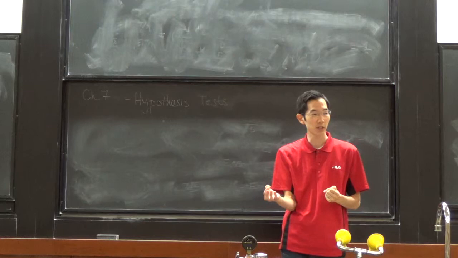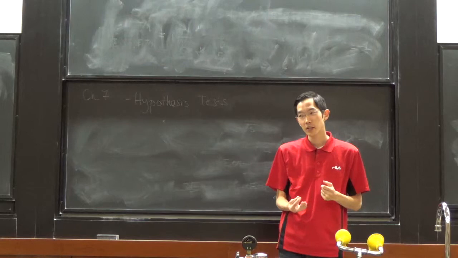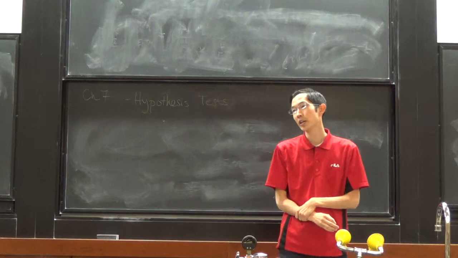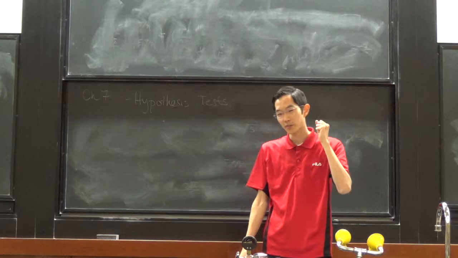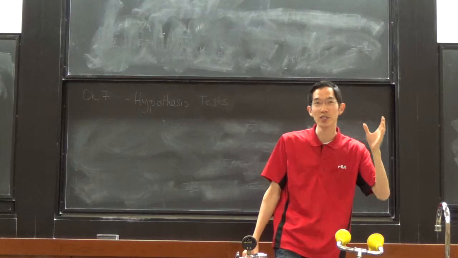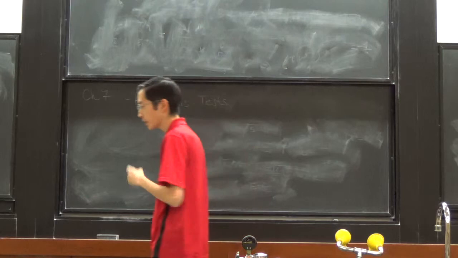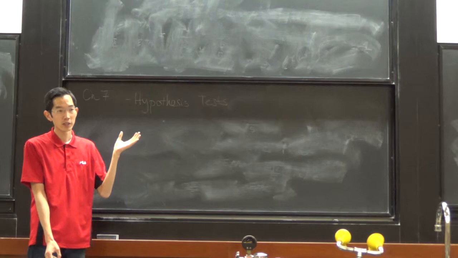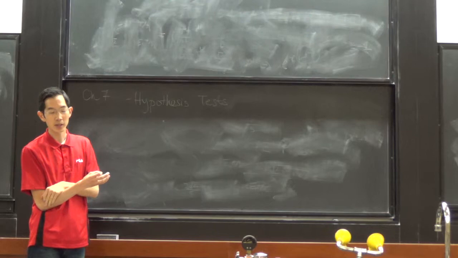With confidence intervals, we really don't have much to say about the population to begin with, and we just let the sample speak for itself. With a hypothesis test, we already have a hypothesis in mind. We say, I think the population looks like this, or I think the population has this mean. We take a sample to test that hypothesis, and we want to see if the data from our sample disputes or goes against our ideas about the population, or if it doesn't.